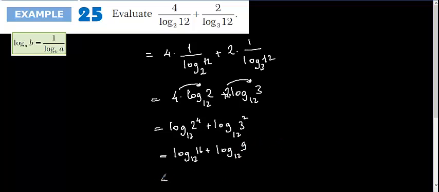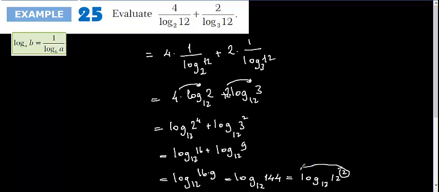The answer is logarithm base 12 of 16 times 9, that's equal to logarithm base 12 of 144, and that's going to be equal to logarithm base 12 of 12 squared, and this 2 can be written as the coefficient of the logarithmic part, and it becomes 2 times logarithm base 12 of 12. This expression is equal to 1. The answer is 2.